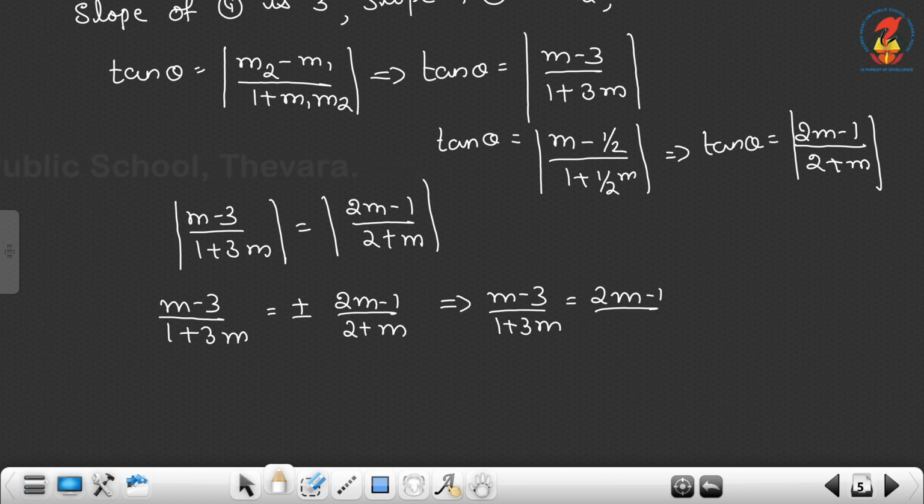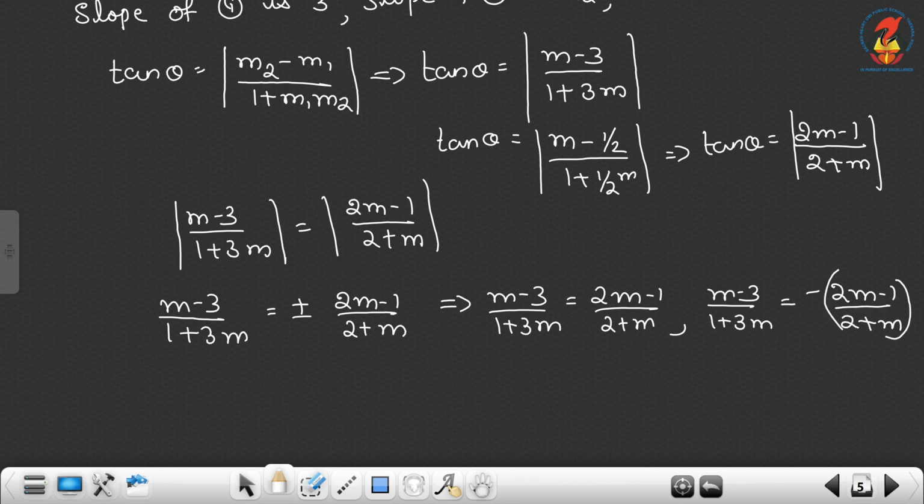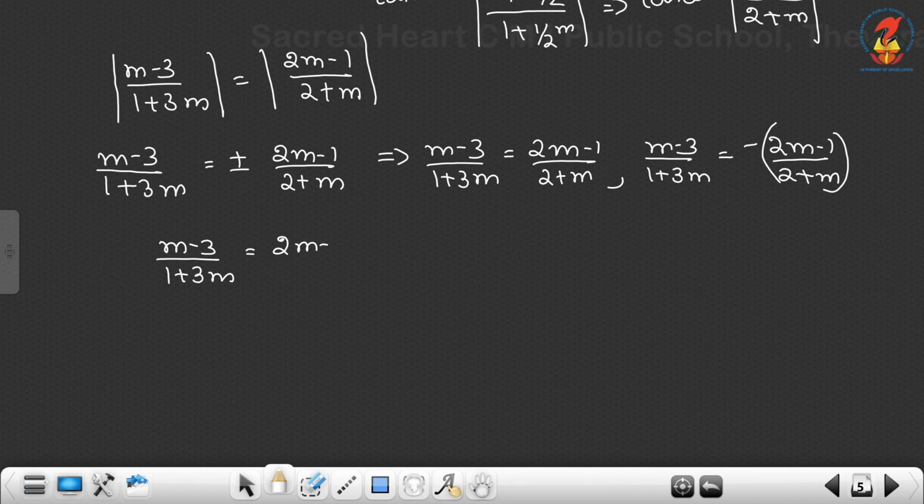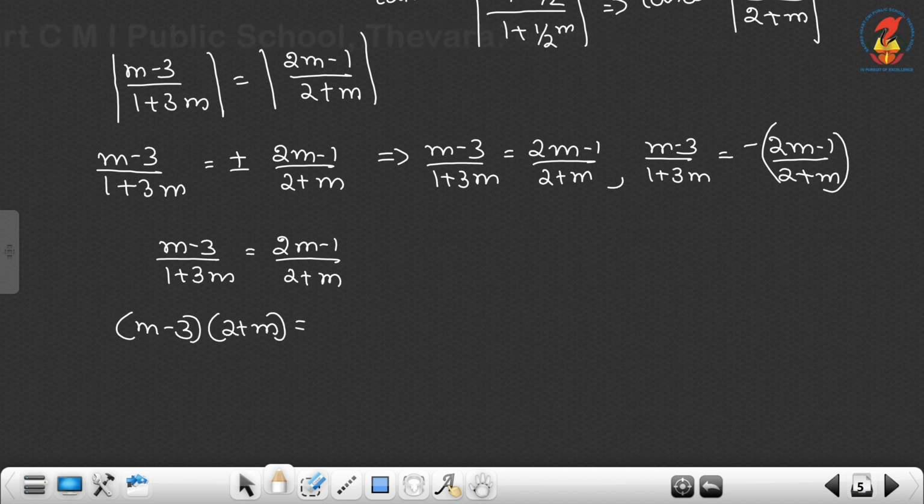(m minus 3) by (1 plus 3m) is equal to (2m minus 1) by (2 plus m), and also (m minus 3) by (1 plus 3m) is equal to minus of (2m minus 1) by (2 plus m). Now we have to simplify and find the value of m. So, from the first expression, cross multiply: (m minus 3) into (2 plus m) is equal to (2m minus 1) into (1 plus 3m).